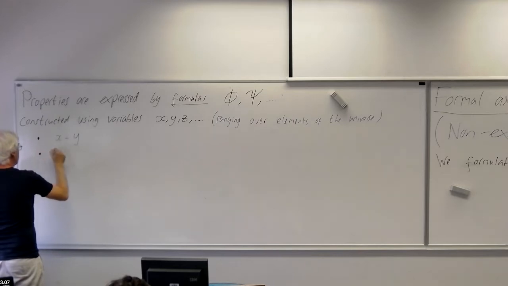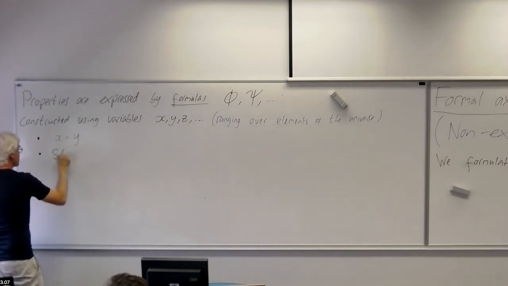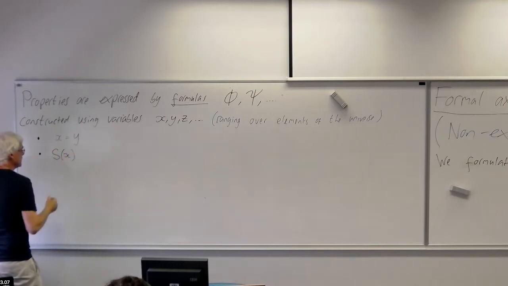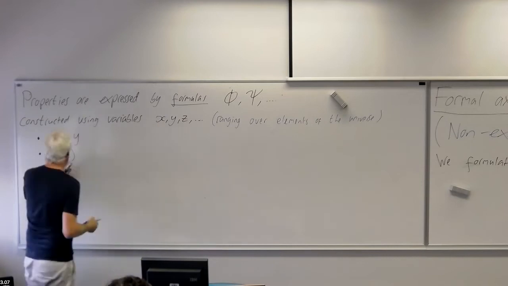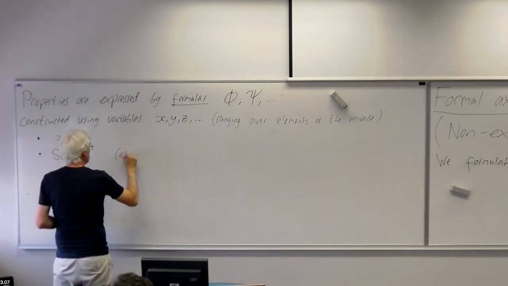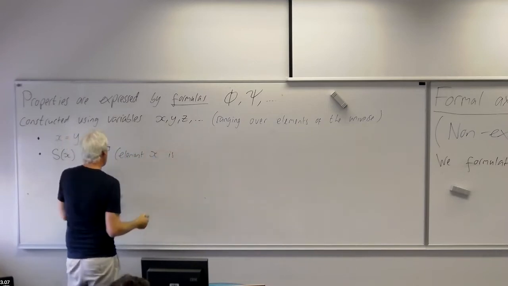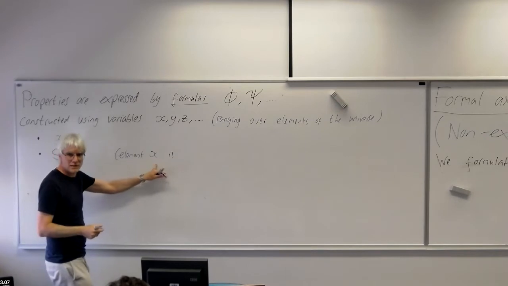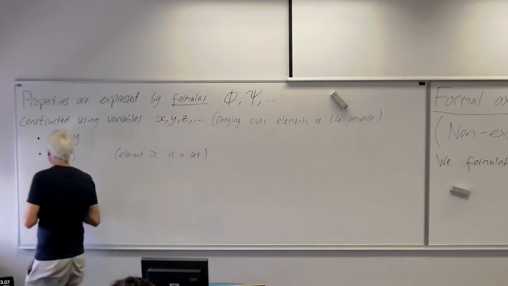We're going to have a formula. I'm going to write S of X. And this expresses the property that element X of the universe is a set. For the element that the variable X is standing for is a set, so X is a set. Something that's not a set.